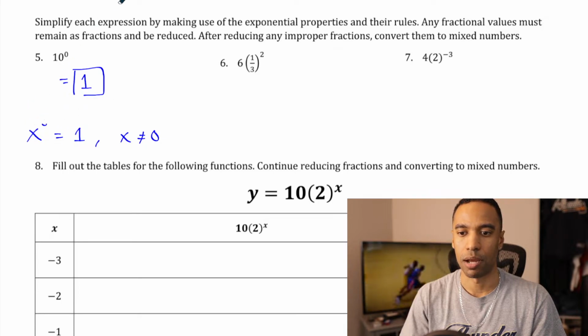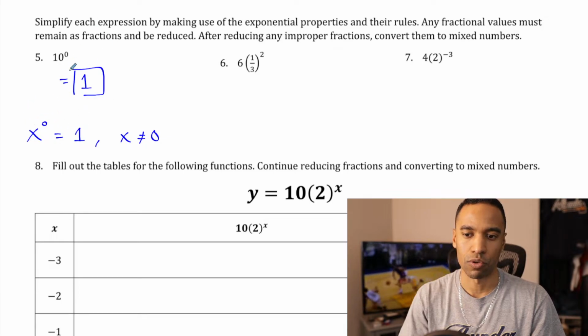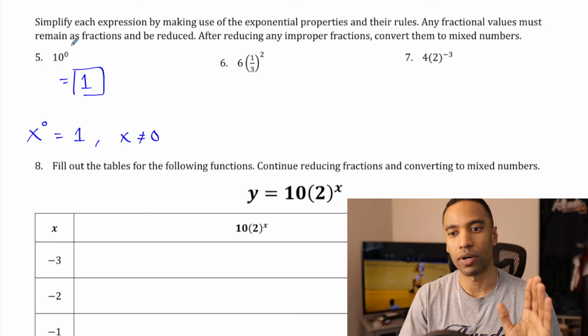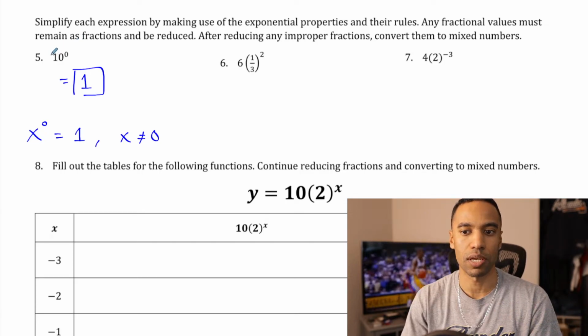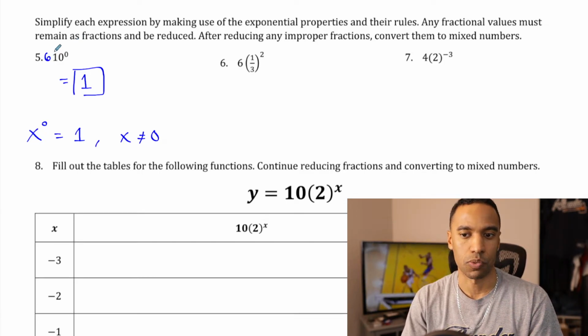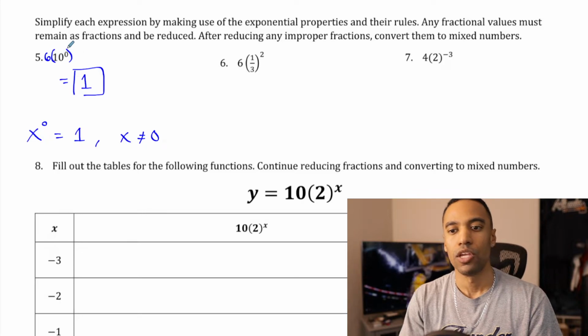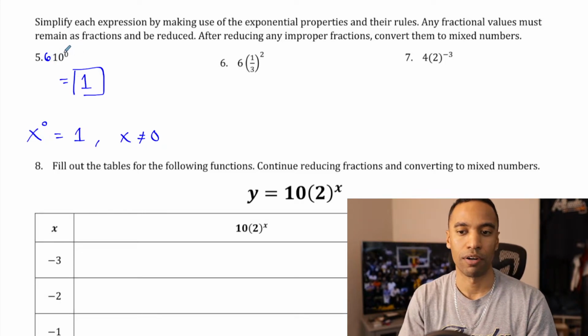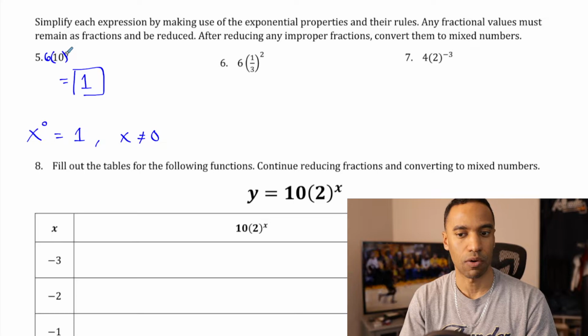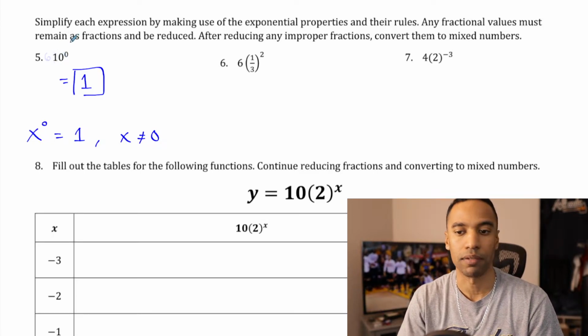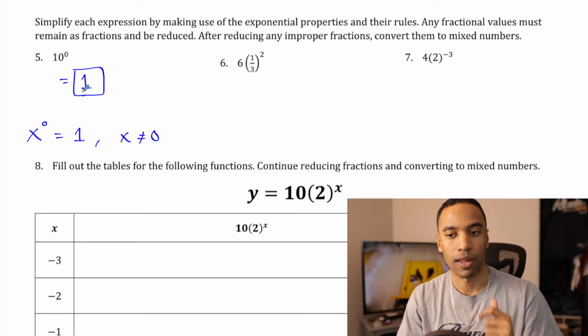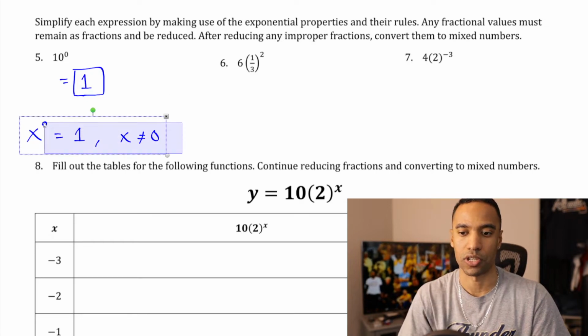Okay, so that's number 5. 10 to the 0 is 1. Now, be careful when it comes to order of operations. If there was some sort of 6 right here, 6 times 10 to the 0 power, you would do 10 to the 0 power first to get 1, and then you'd multiply by 6, right? So order of operations apply to that. Just be very cautious on that level.